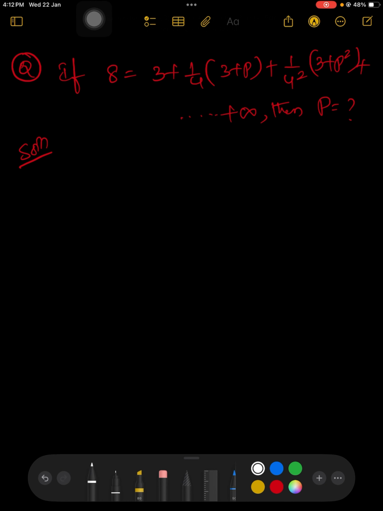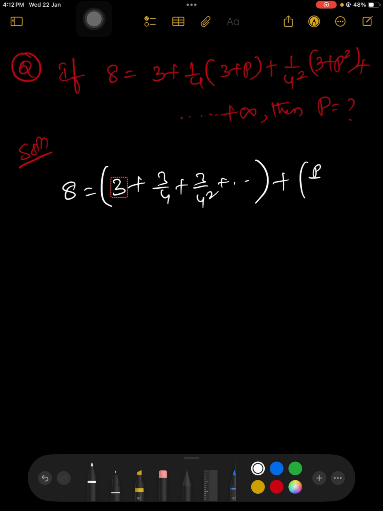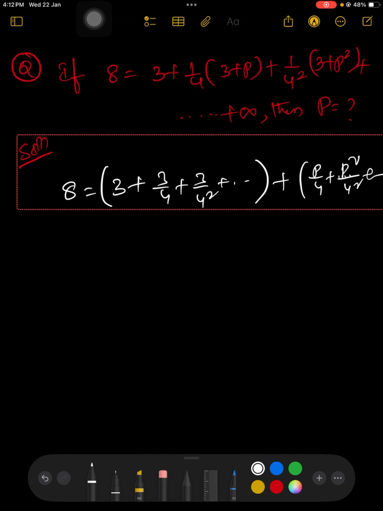And the next question is from sequence and series. The question is 8 equal to 3 plus 1 by 4 plus 1 by 4 into (3 plus p). So that is 3 plus 3 by 4 plus 3 by 4 square plus and so on. Right? Plus the remaining next value is p by 4 plus p square by 4 square plus and so on up to infinity.